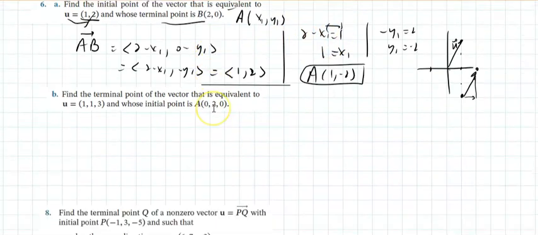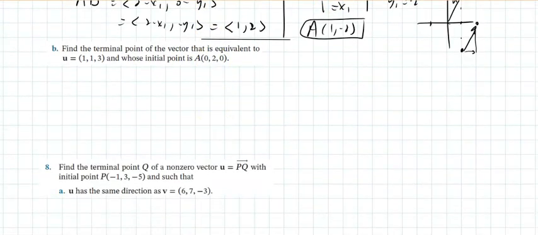So I'm not sure how familiar you are with vectors, but we're going to go over everything that's needed. Let's say we have three components, three dimensions. Find the terminal point of a vector.